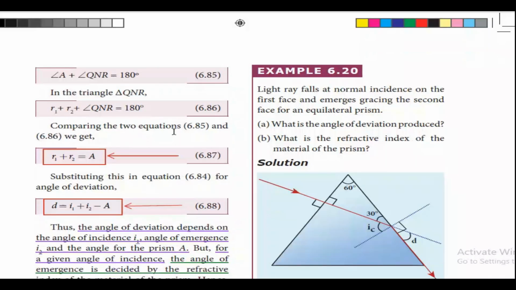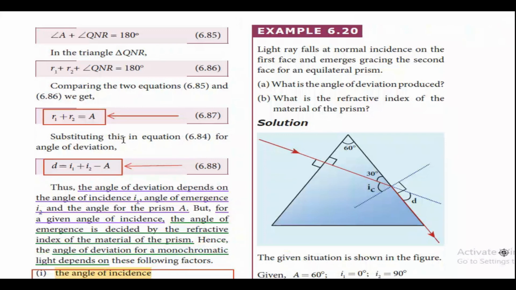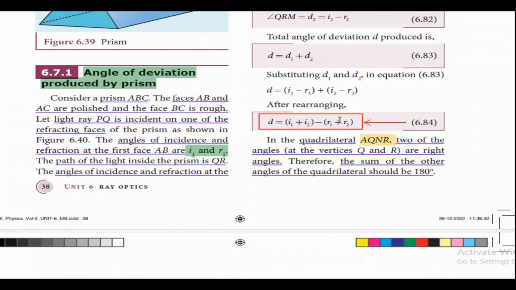Now comparing the two equations 6.85 and 6.86, we get that the angle of the prism is equal to the sum of these two angles, R1 and R2. So we substitute this in the equation for the angle of deviation D, which is given by D equal to I1 plus I2 minus A. So this is the equation.